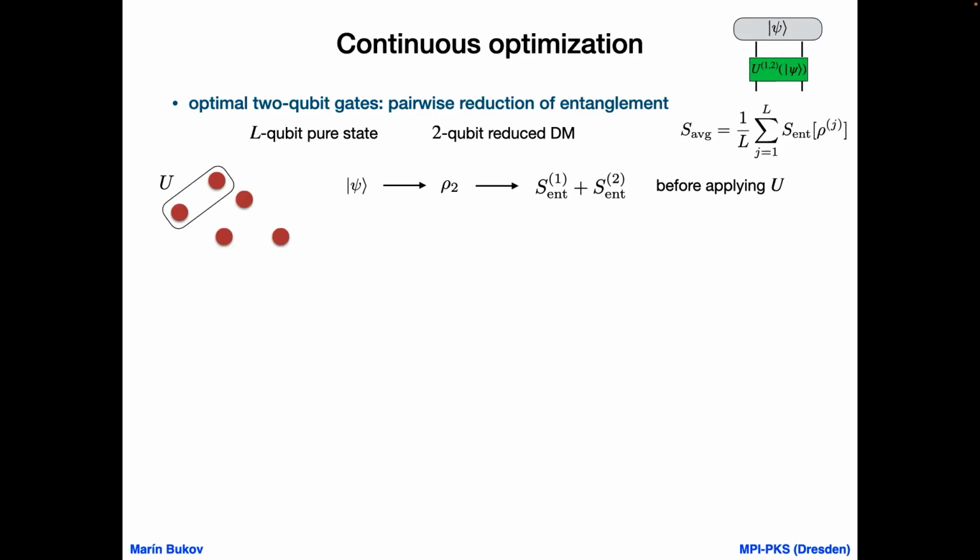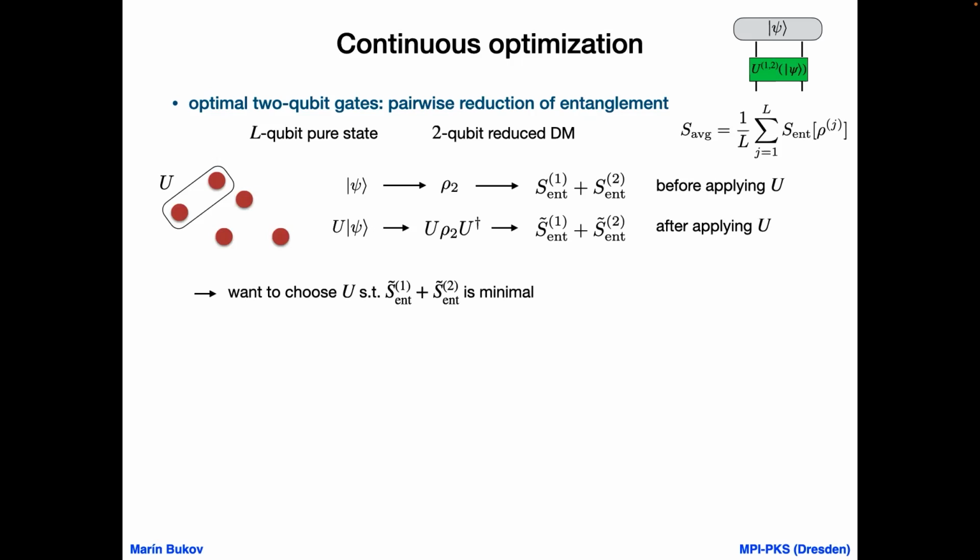So the idea is the following. What you have is an L-qubit state, psi, and then the question is how do you determine this U, which essentially reduces the entanglement. And what I mean by this is exactly the following. If I have an L-qubit state, and I know that I'm only going to be acting on 2 qubits, then the only relevant part of the state for this operation is essentially the 2-qubit reduced density matrix. And from this 2-qubit reduced density matrix, the contribution to my cost function, if you wish, is going to be the sum of the two entanglement entropies that live on these 2 qubits. So this is before I apply any unitary.